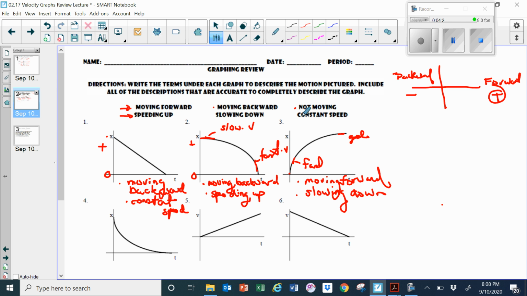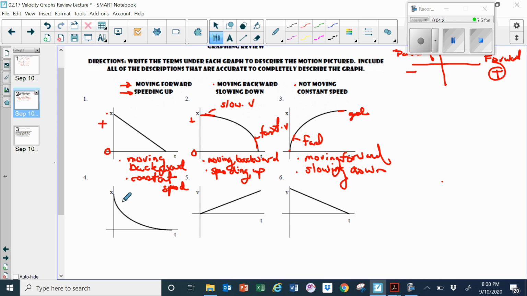So I'm using these words up here, these groups. Okay, so let's go to this one. This is a really strange one. So this starts at a higher X at time 0. And then as time goes on, it moves backward towards 0, okay? So this thing's moving backwards. Okay, there we go. It's moving backward.